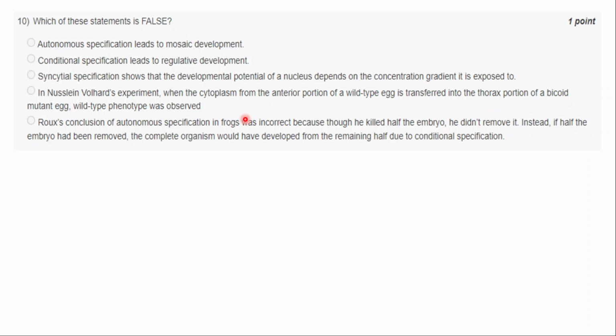In Nusslein-Volhard's experiment, when the cytoplasm from the anterior portion of a wild-type egg is transferred into the thorax portion of the bicoid mutant egg, wild-type phenotype was observed. Roux's conclusion of autonomous specification... developed from the remaining half due to conditional specification. Now, which of these statements do you think is false?